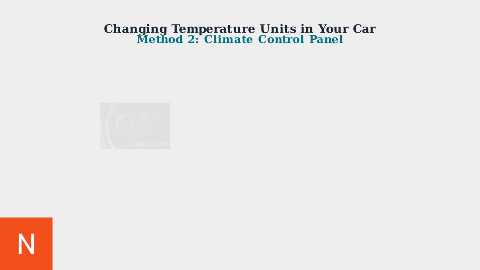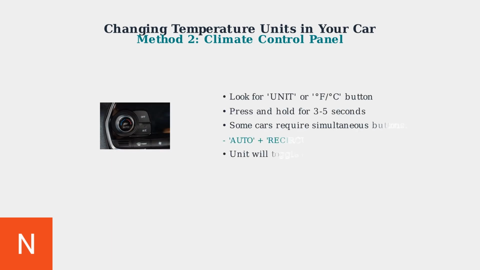The second method uses your climate control panel. Look for a unit or degree F/degree C button. Press and hold it for 3 to 5 seconds. Some vehicles may require pressing two buttons simultaneously, such as Auto and Recirculate.